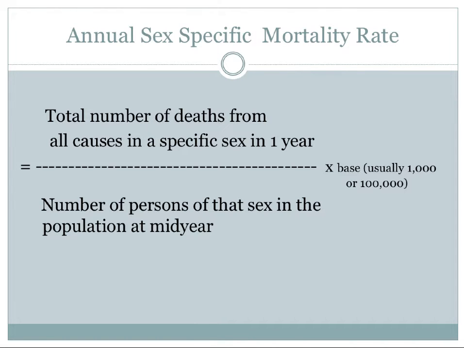Sex-specific mortality rates are rates that show the number of deaths affecting a specific sex, men or women. Again, when you calculate sex-specific mortality rates, you need to be careful with what goes in the numerator and what goes in the denominator. If you're calculating women-specific mortality rates, it makes sense to only place the number of women in the population at mid-year in the denominator and not both men and women.